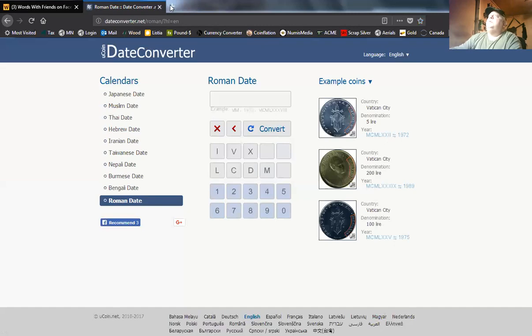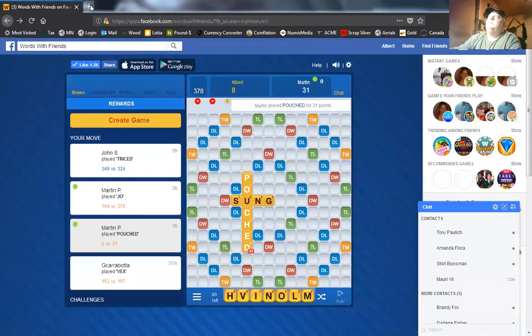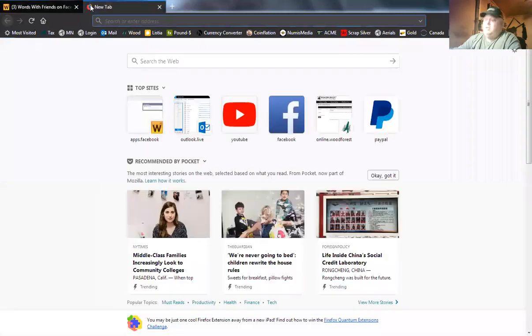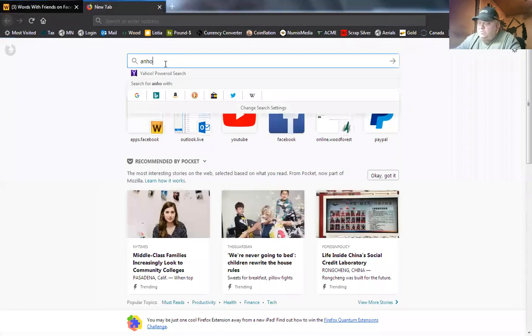So let's say you got an image and you got an idea of what it is, and you go to search the web. Let's say we found a button. It's not silverware, but it's got an anchor on it. And it's a 2-piece button. Sorry, gotta spell it right.